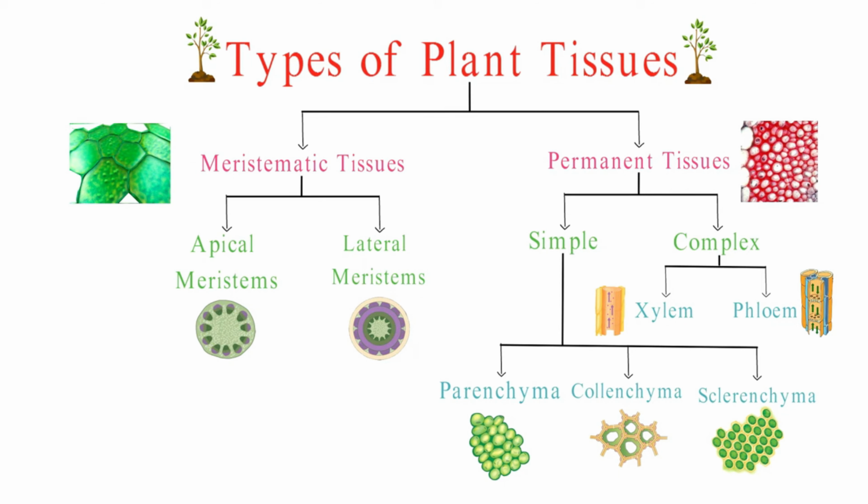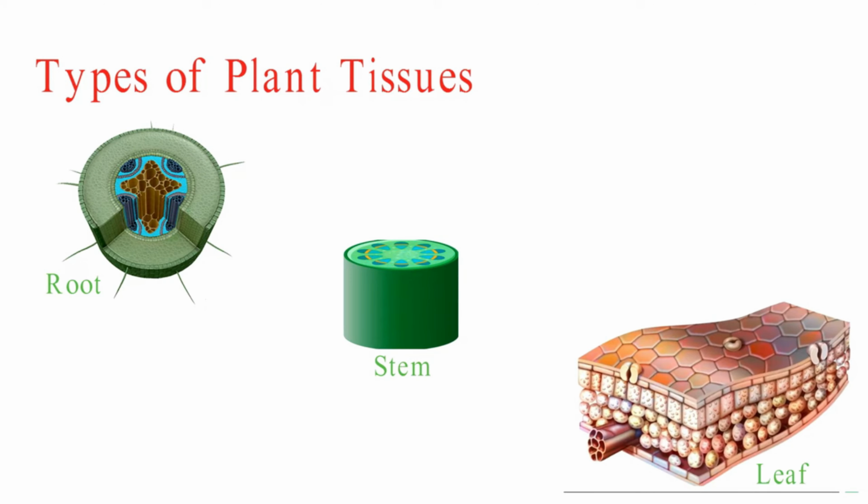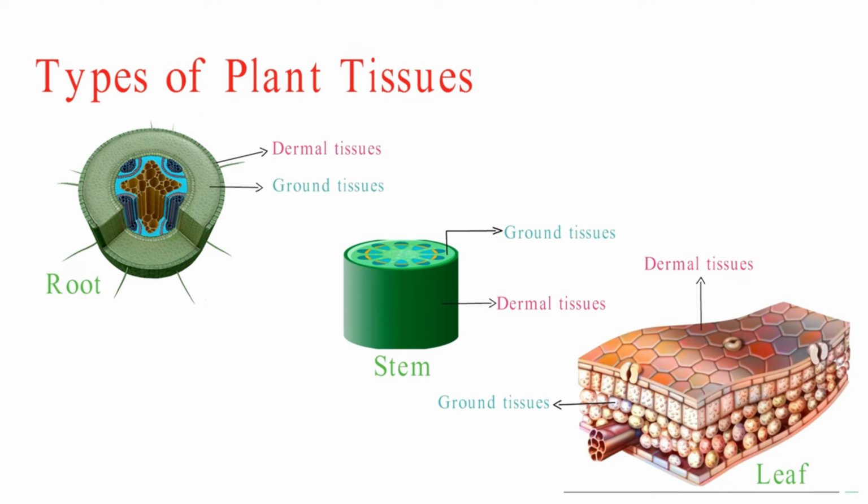Now that we've covered the main types of plant tissues, let's discuss how these tissues come together to form tissue systems. There are 3 tissue systems in plants: the dermal tissue system, the ground tissue system, and the vascular tissue system. Let's discuss all of them in detail one by one.